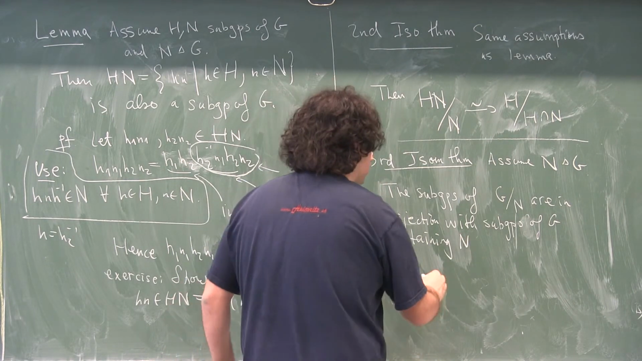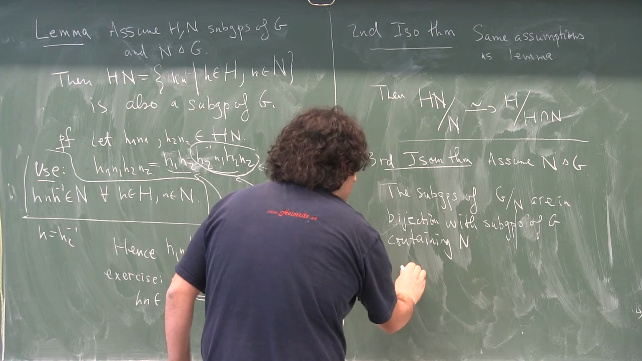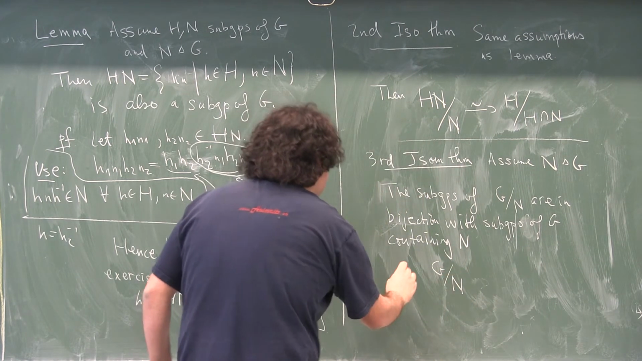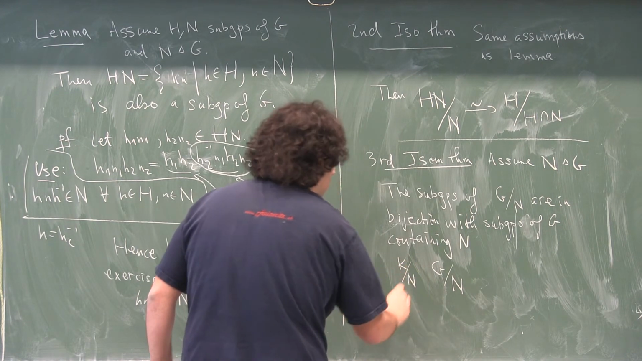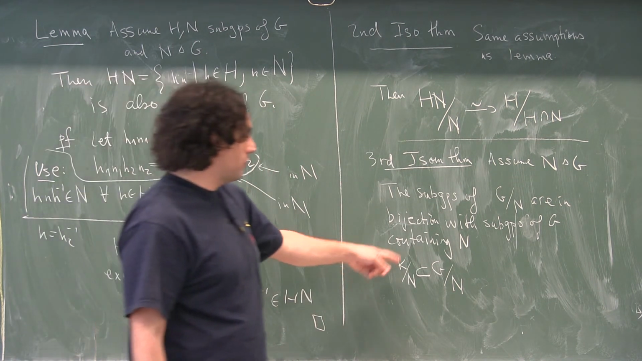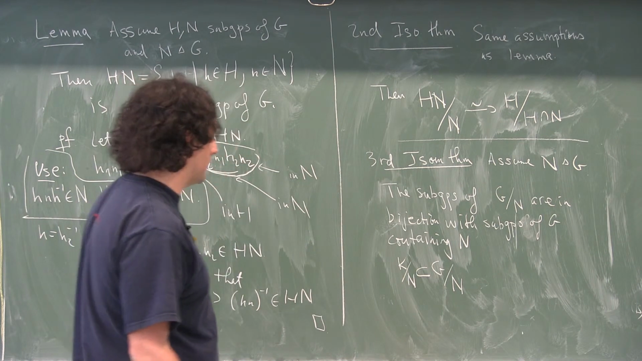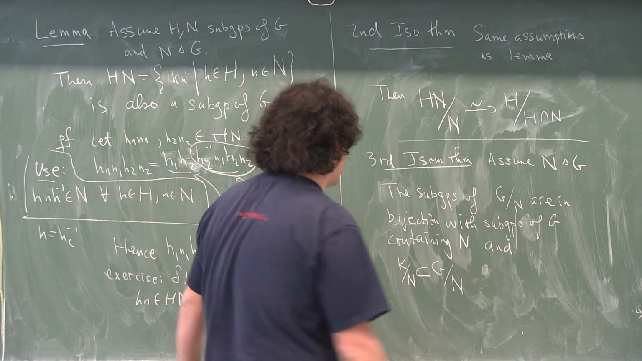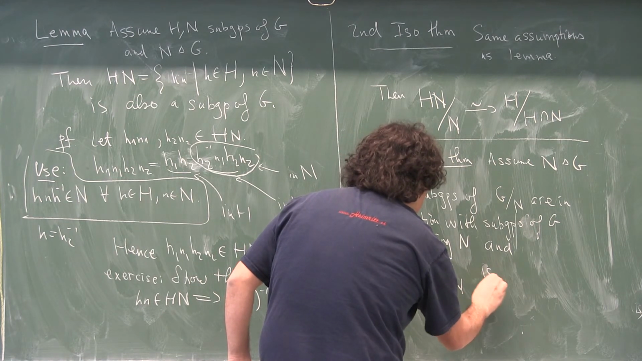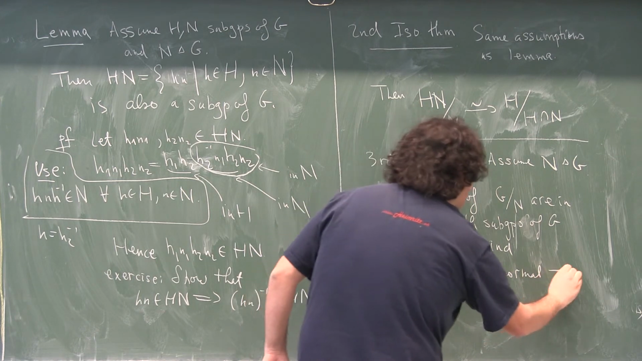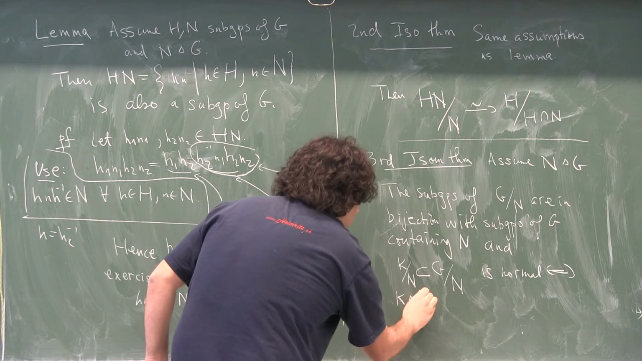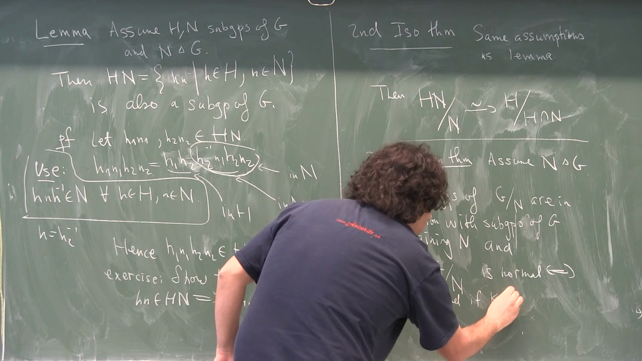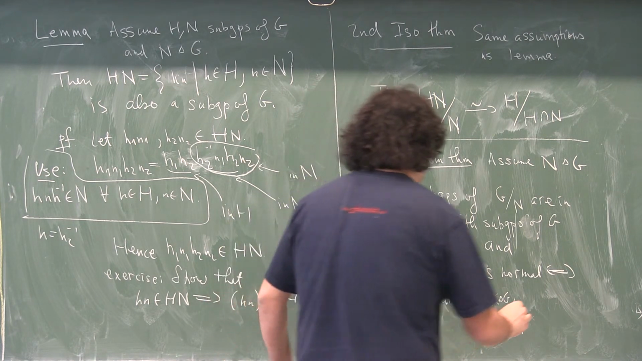And they have the form, so I have G mod N. Then if I have a subgroup, it might look like K mod N. So every subgroup of G mod N will look like K mod N. And K mod N in G mod N is normal if and only if K is normal in G. And if K is normal in G, then we have the following isomorphism.